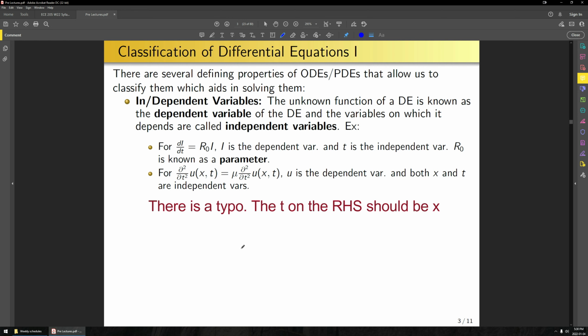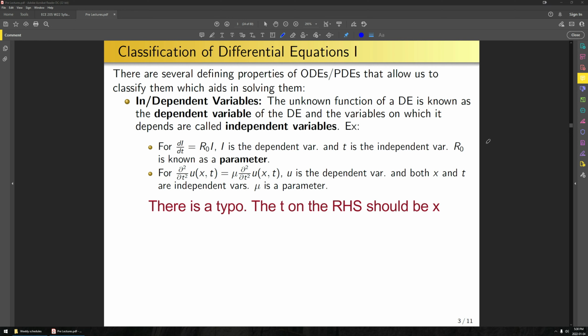So generally speaking, if you have more than one independent variable, usually you're trying to solve for a PDE rather than an ODE. Okay, so in addition, I have this mu again. This mu is just going to be a constant, so that would be a parameter.